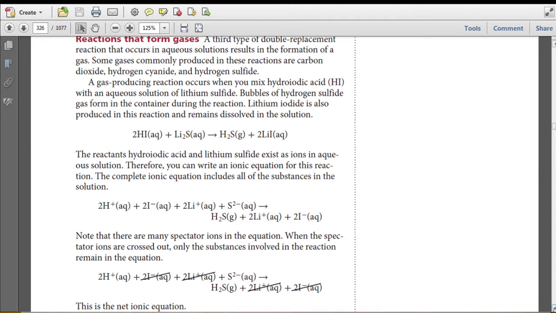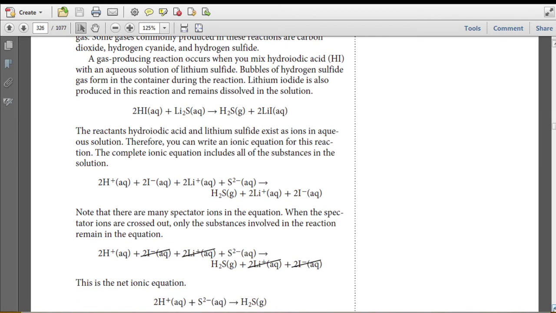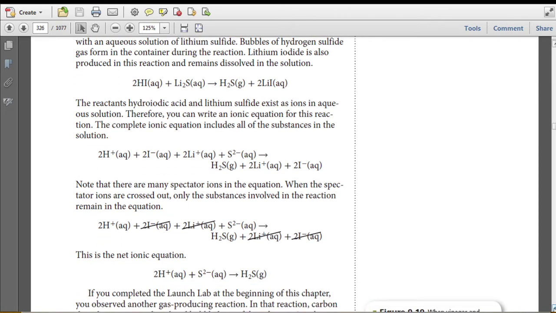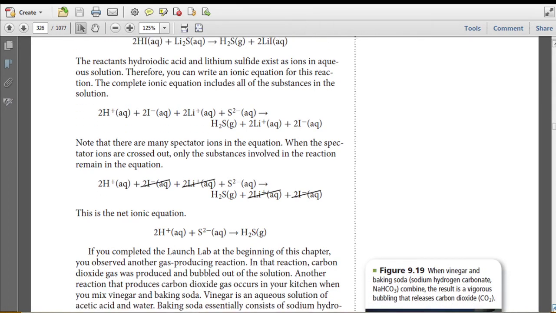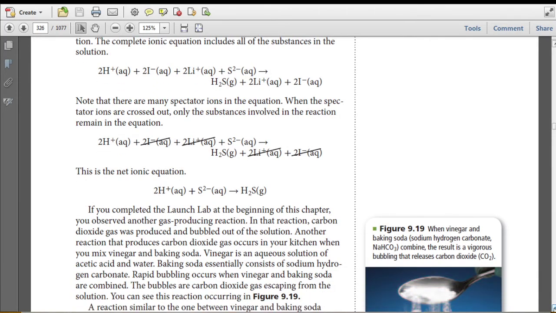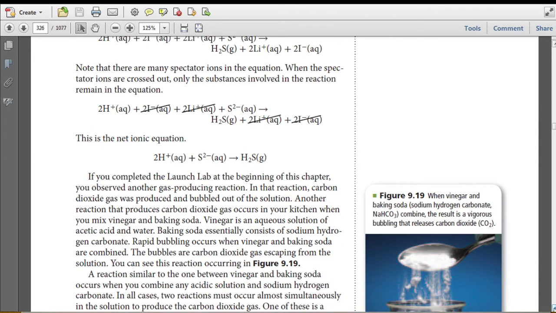The complete ionic equation includes all of the substances in the solution. Note that there are many spectator ions in the equation. When the spectator ions are crossed out, only the substances involved in the reaction remain in the equation, making the net ionic equation 2 hydrogen ions plus a sulfide anion, giving us hydrogen sulfide gas.